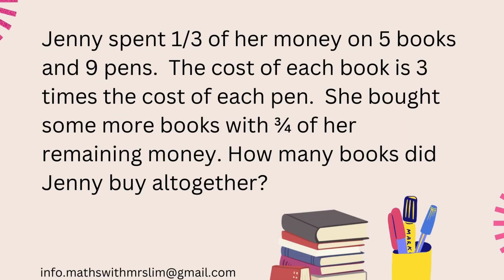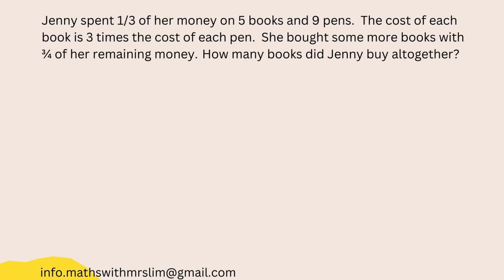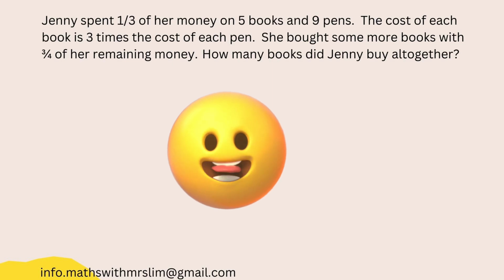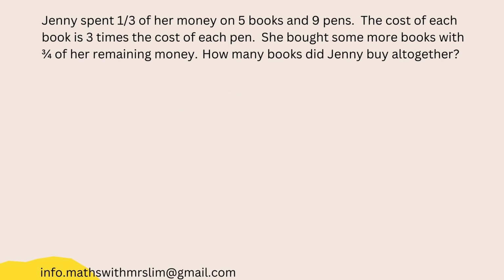Jenny spent 1/3 of her money on 5 books and 9 pens. The cost of each book is 3 times the cost of each pen. She bought some more books with 3/4 of her remaining money. How many books did Jenny buy altogether? Can we use a model to solve this question? Yes or no? If your answer is yes, that is correct.